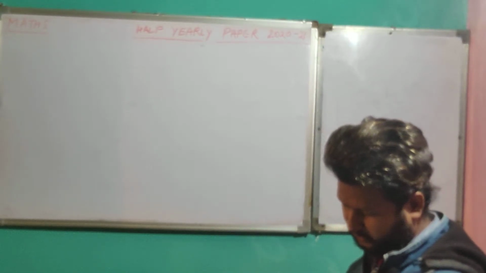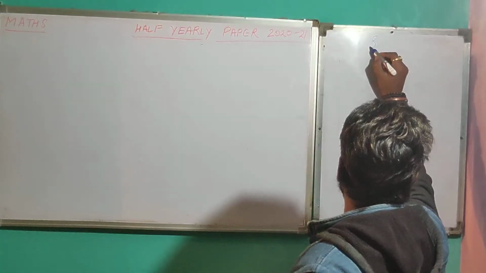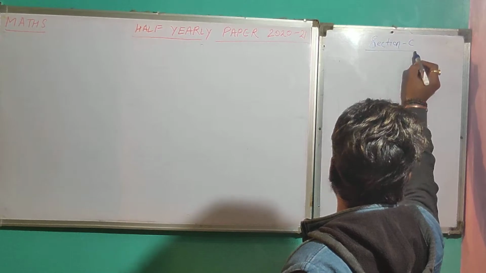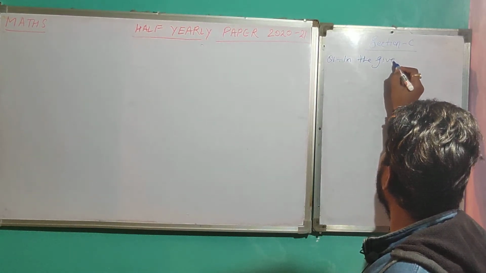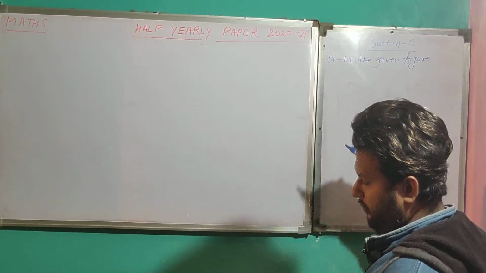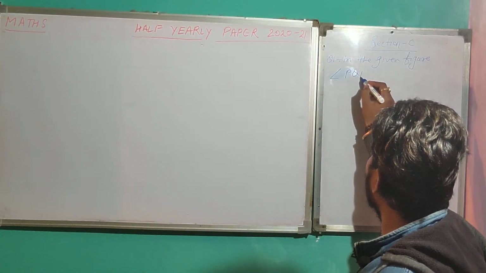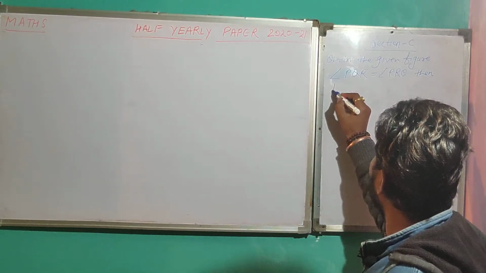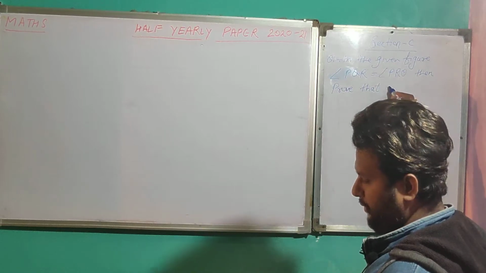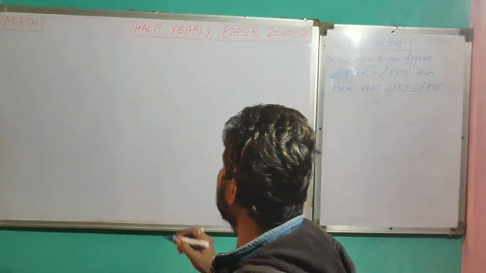The first question from section number C. In the given figure, if angle PQR is equal to angle PRQ, then prove that angle PRT is equal to angle PQS. Okay, the figure is over here.